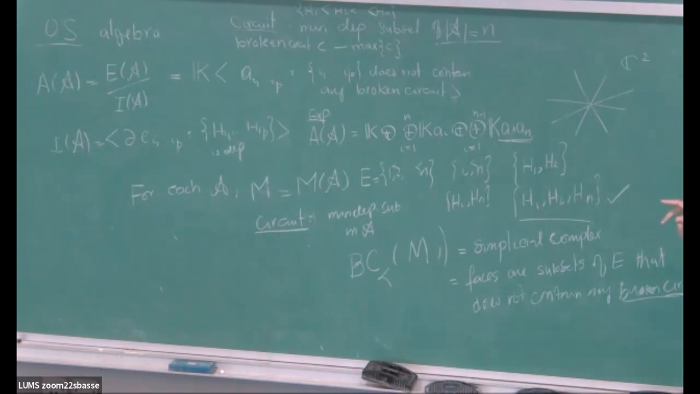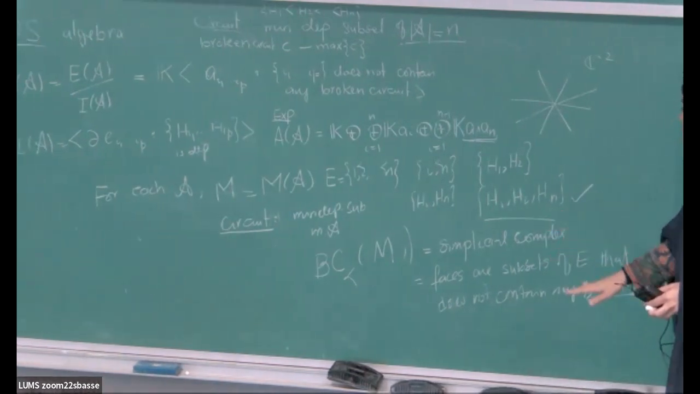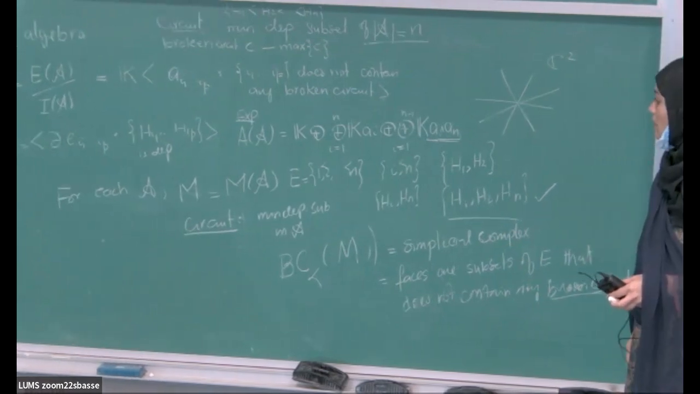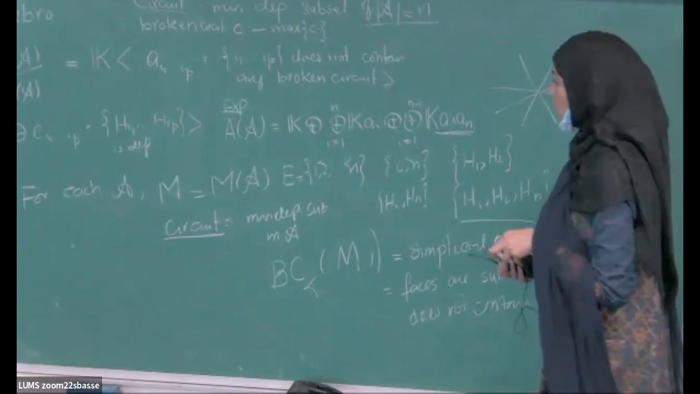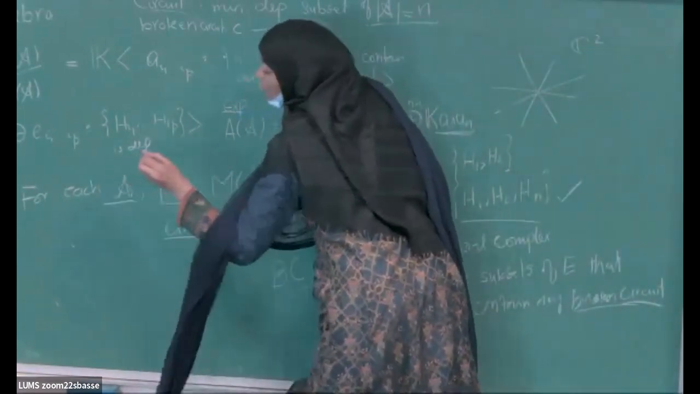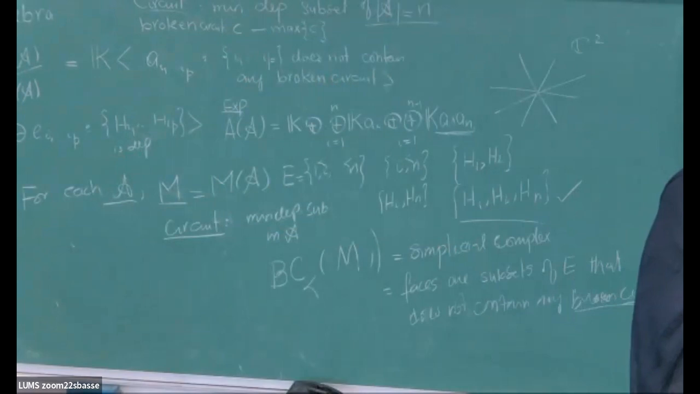So one can associate this simplicial complex, which is called the broken circuit simplicial complex, to every matroid as well as to every hyperplane arrangement. Okay, so the basis of the matroid would be the faces? The faces are the subsets that do not contain any broken circuit.